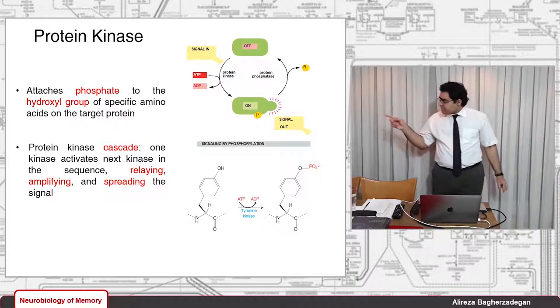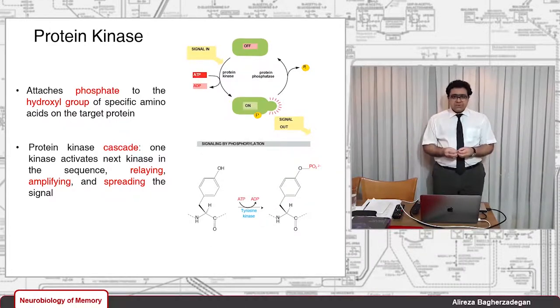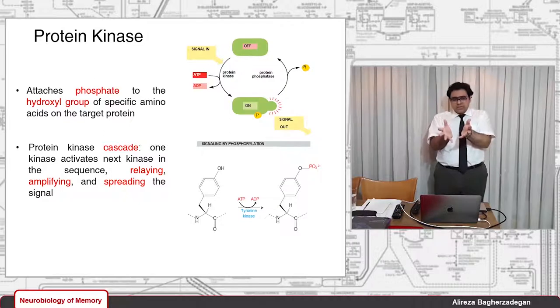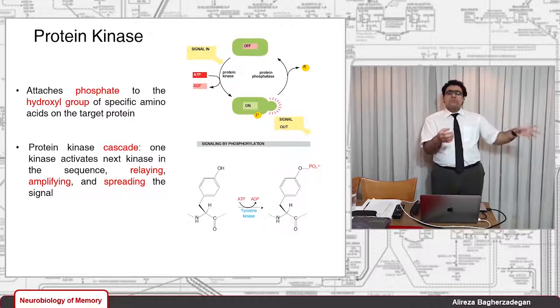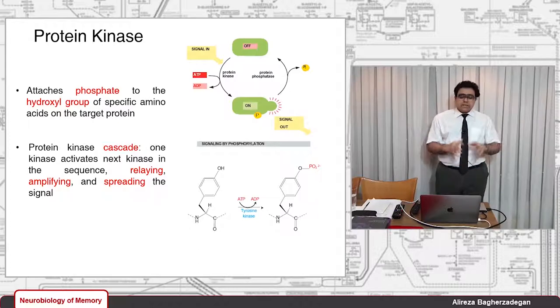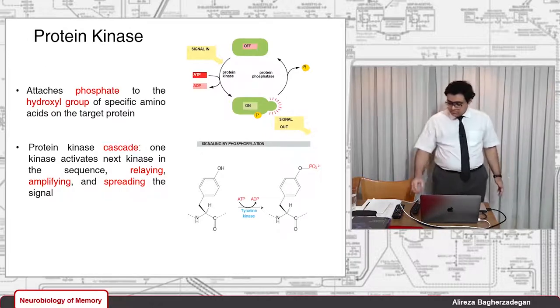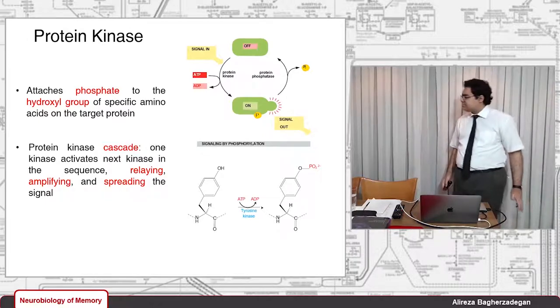So protein kinase cascade is a real life example of those enzymes which can amplify a signal. When a signal comes in, it may activate a protein kinase. That one single protein kinase can phosphorylate and activate other proteins, and each one of those proteins or enzymes may activate other enzymes or proteins, and this is how protein kinase cascade helps to spread the signal out in the cell and amplify it. Okay, so yeah, just wanted to mention that here.